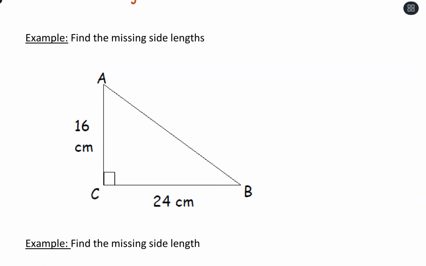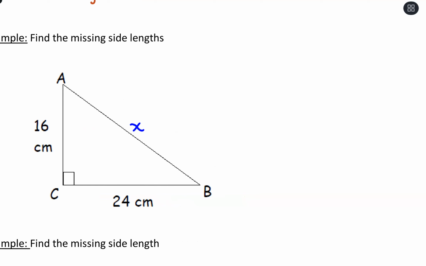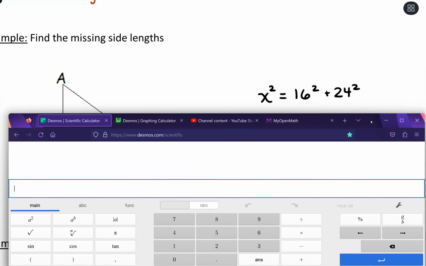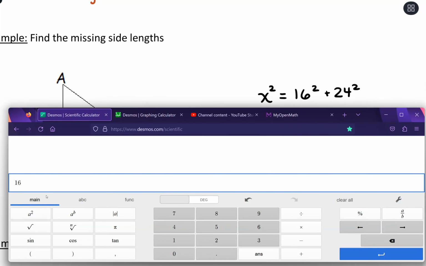So this first one, we're missing a side length here. Let's go ahead and call that x. And what we'll have is, we'll put the hypotenuse alone on one side, x squared is equal to 16 squared plus 24 squared. Let's get our calculator out. So 16 squared plus 24 squared is 832.